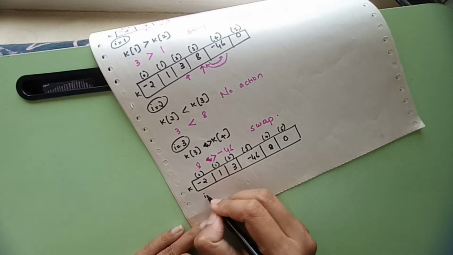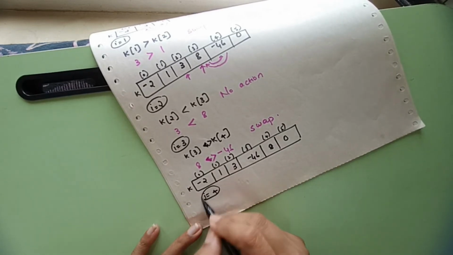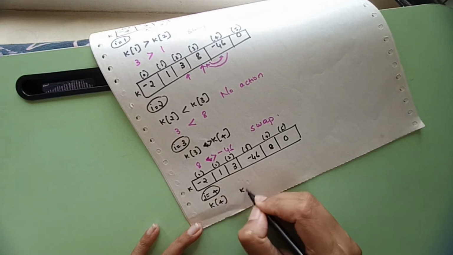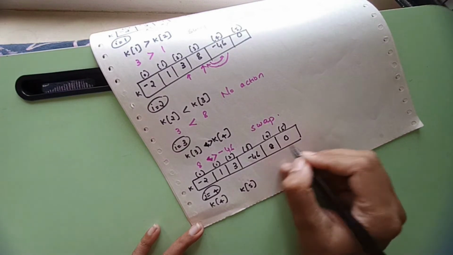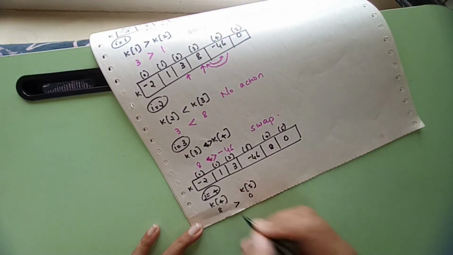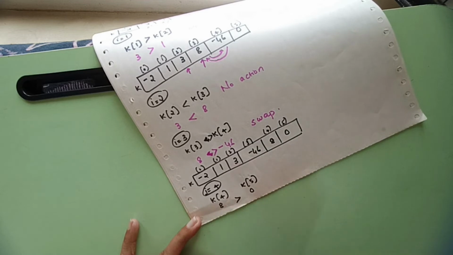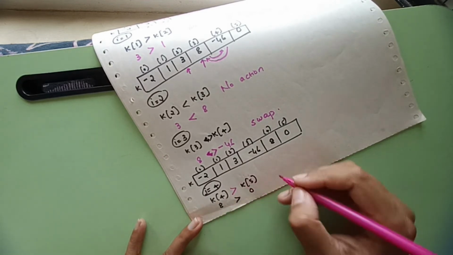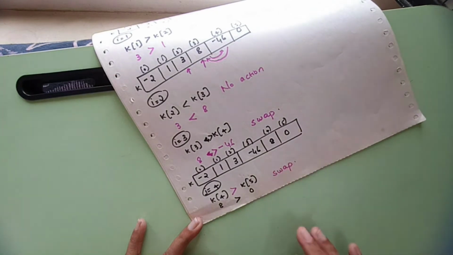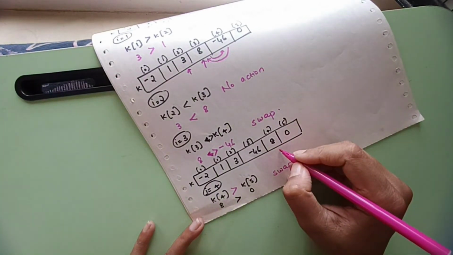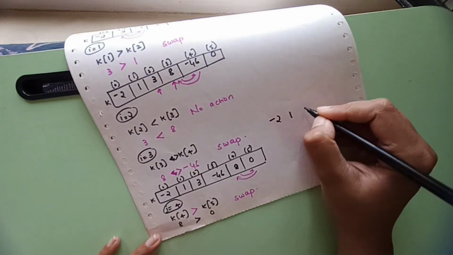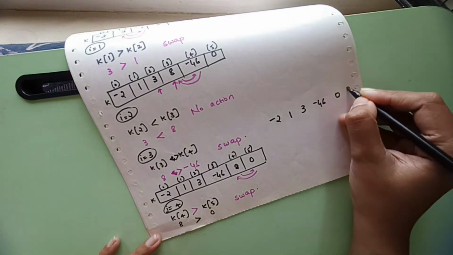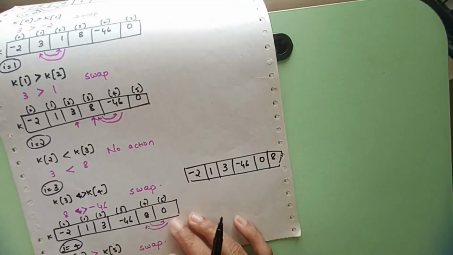So next is I is equal to 4. So K of 4 and K of 5, which is the last case in this iteration. Both of these will be compared. That is 8 and 0. So 8 is greater than 0. So we need to swap. Why? Because K of I is greater than K of I plus 1. So swap these two. Array will become minus 2, 1, 3, minus 46, 0, 8. So this is the first iteration.